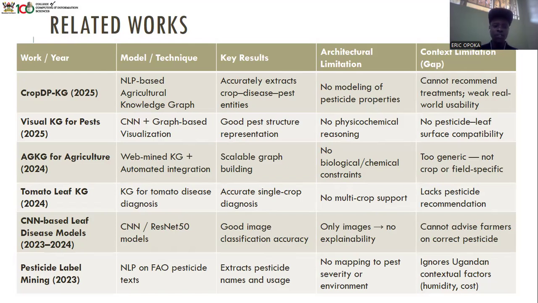We have the tomato leaf knowledge graph, which is a knowledge graph for tomato disease. This one had a problem of no multiple crops. Our system will be somewhat robust enough to bring in all types of crops. It also lacked pesticide recommendation, which our system does. Next we have the CNN leaf-based disease models, which I will not go so deep into because time is running out. Next we have pesticide label mining. Let's go to the next slide.